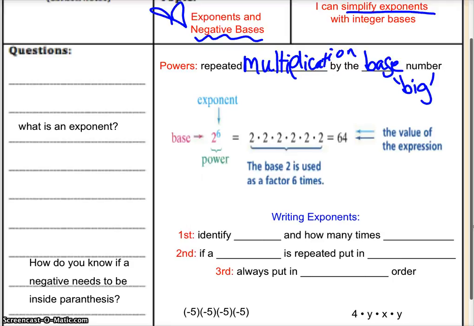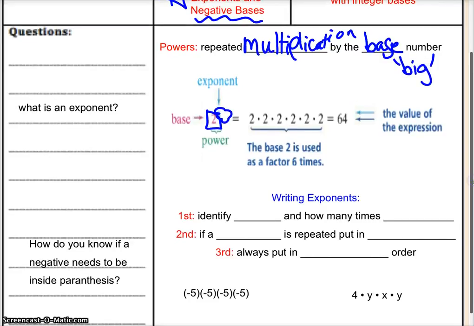So we have a base, which is the big number. The exponent is the small number. The whole thing together is called a power. Isn't that kind of random, weird? You think of it as just exponents, the whole thing together. But the whole term is defined as power, okay?